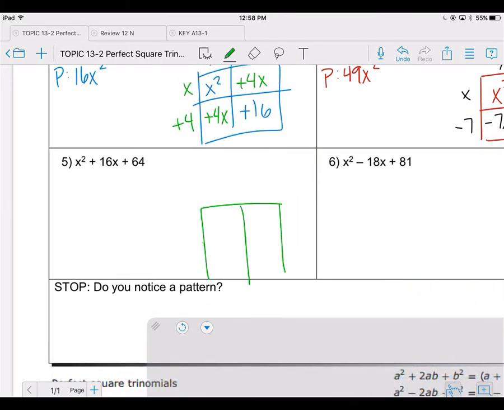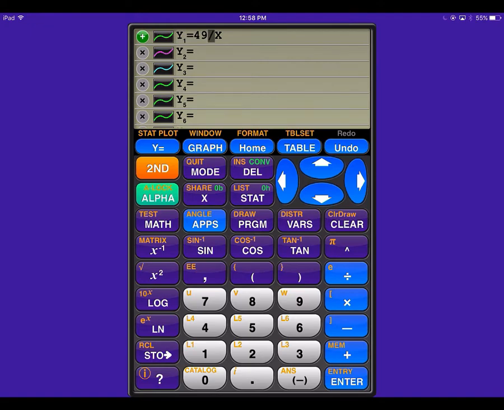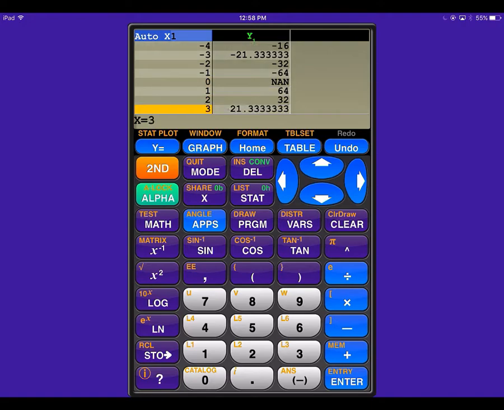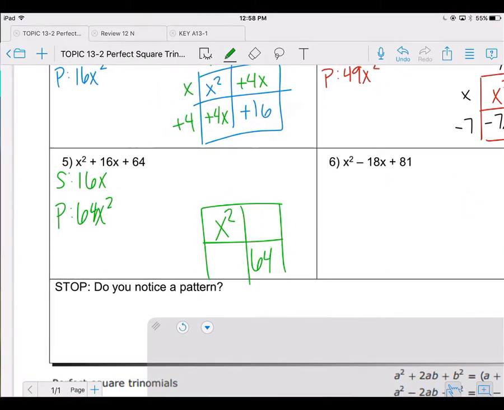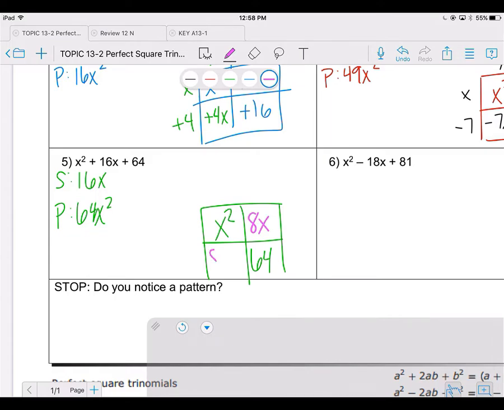Problem 5, no GCF. X squared and 64. My product is 64x squared. My sum is 16x. So I put 64 divided by x into y equals. I'm looking for two numbers that add to 16. 8 plus 8. Remember, we're only looking at whole numbers, which is why I'm skipping over some of these kind of quickly. So 8 and 8. We could take out an x and an 8, an x and an 8. So x plus 8 squared.